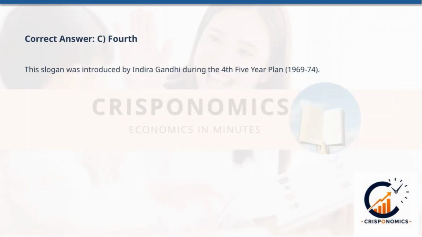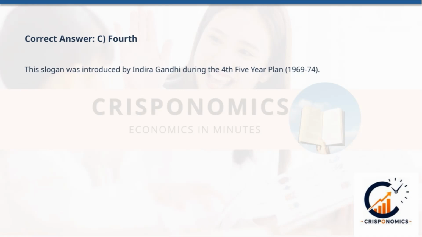This slogan was introduced during a very specific time in India's development, the 4th 5-year plan, which ran from 1969 to 1974. Indira Gandhi, who was the Prime Minister then, brought this slogan forward as part of that plan's vision. It captures the spirit and goals of that particular period, marking a significant moment in the country's economic and social strategy.